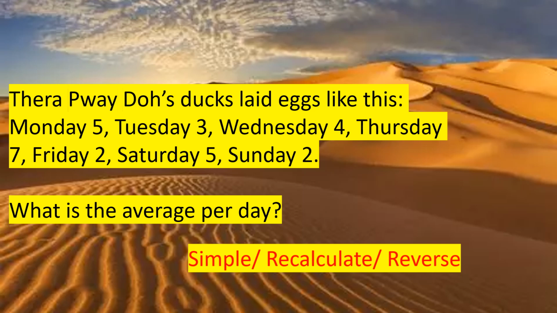So here's the question. Thrapuedo's ducks laid eggs like this. Monday, 5 eggs. Tuesday, 3. Wednesday, 4. Thursday, 7. Friday, 2. Saturday, 5. Sunday, 2. What is the average per day?